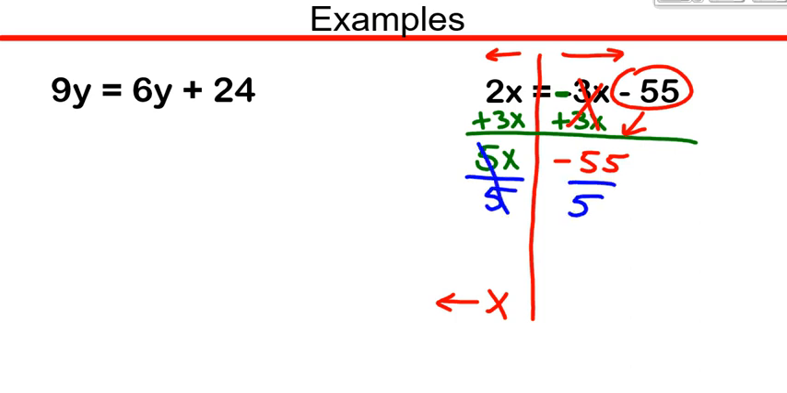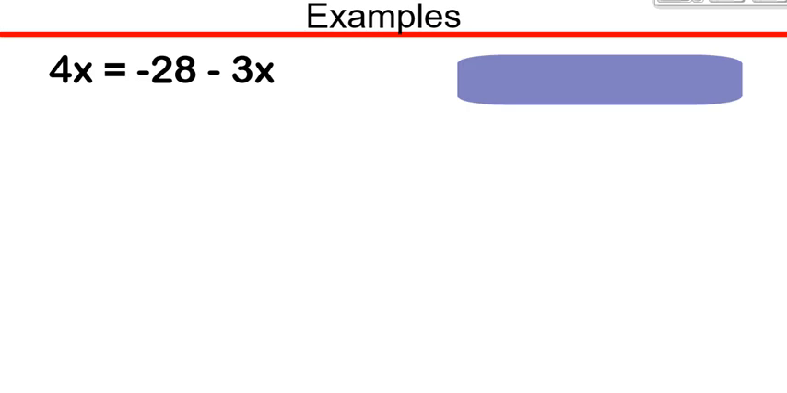These will cancel, leaving me x equals -11. All right, let's try another one. 4x equals negative 28 plus 3x. Draw your line. Again, you're getting all your x's on the left.